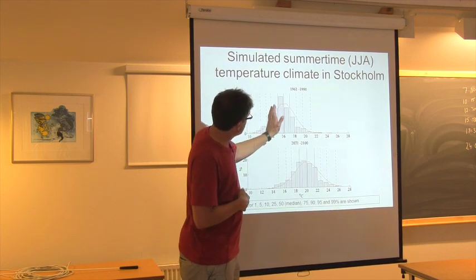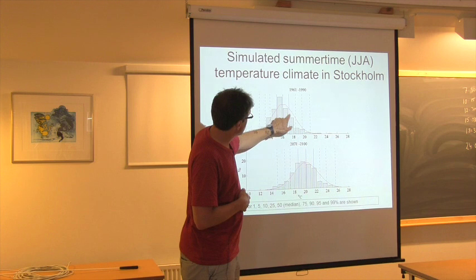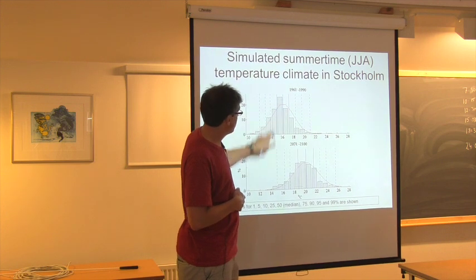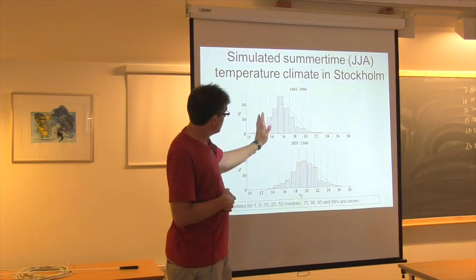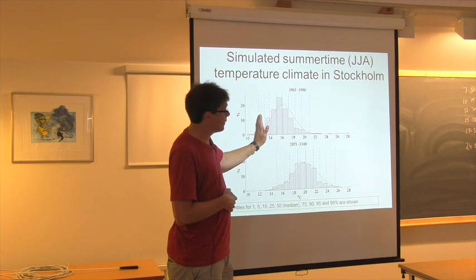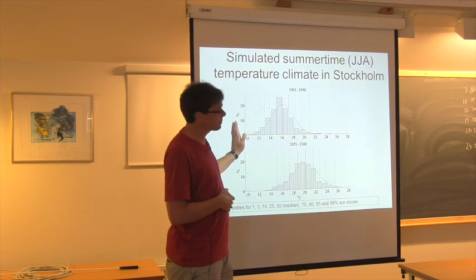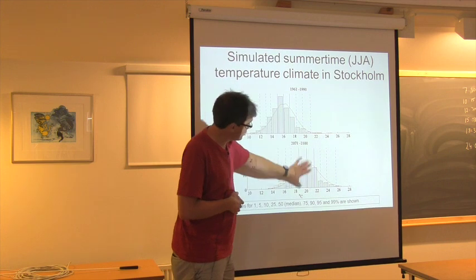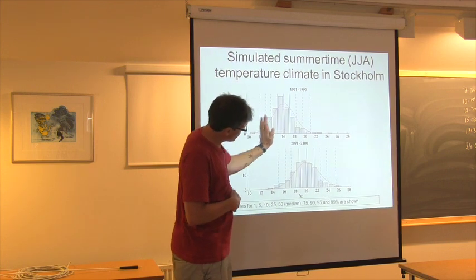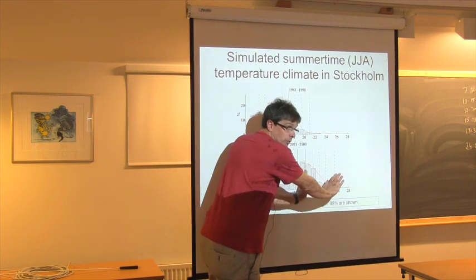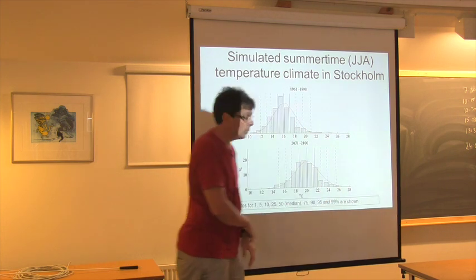And here you can see some percentiles. This is the median, quartiles, and then you see the first, fifth, and tenth percentile, I think it is. So here, to the left of this line, is 1% of the data. And then you can see what happens in the climate in the future. You can see the whole PDF is shifted to the right, so it gets warmer and warmer everywhere.